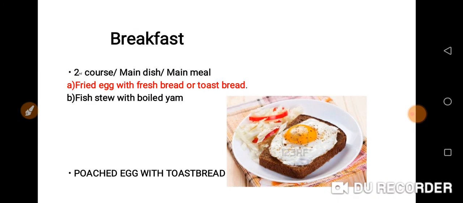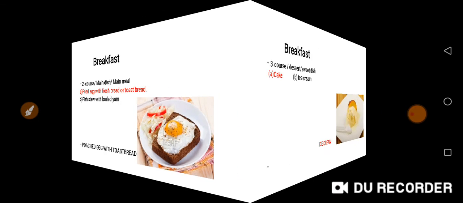Now, this is the second course. The second course is also known as the main dish or main meal of breakfast, as you can see on the screen. Fried egg with fresh bread or toast bread. Fish stew with boiled yam. This is poached egg with toast bread. This is breakfast, which is the second course or main dish or main meal.